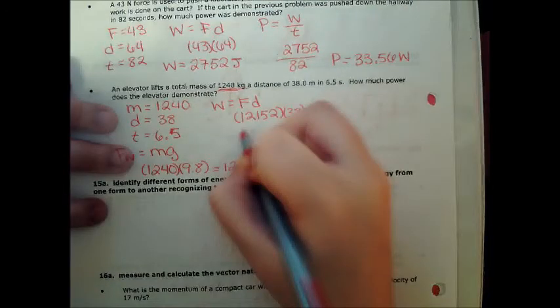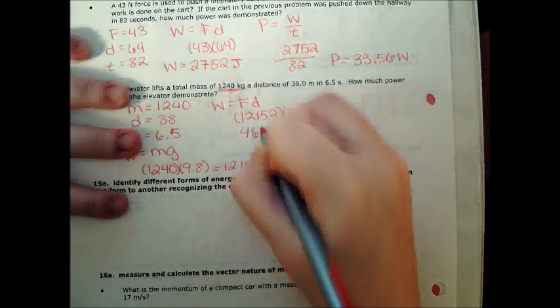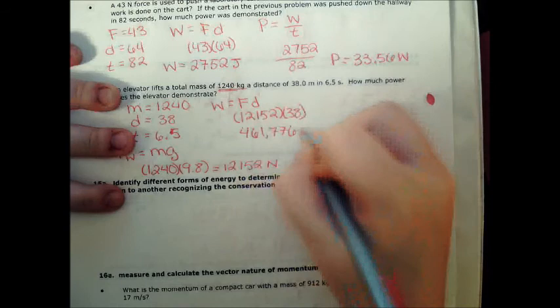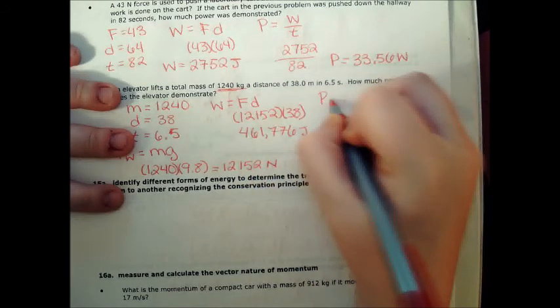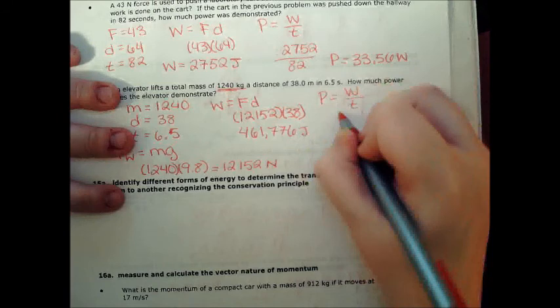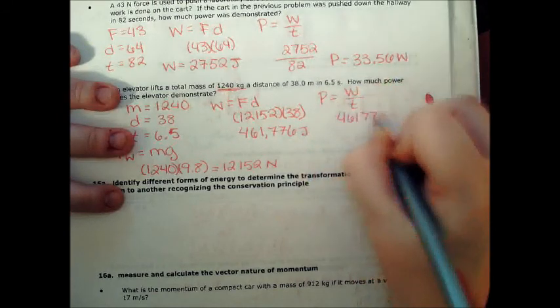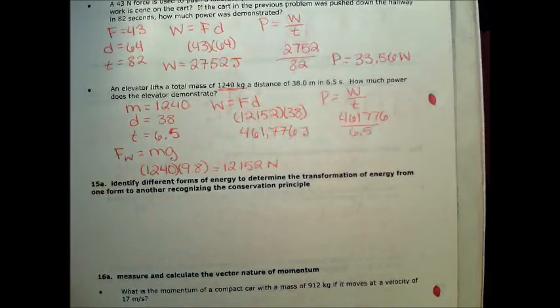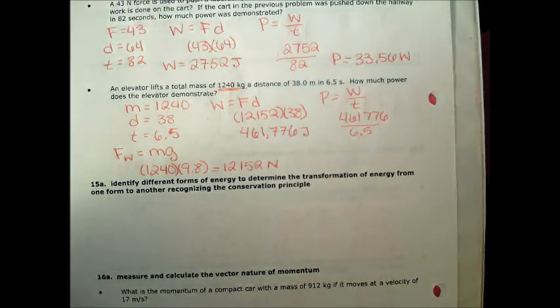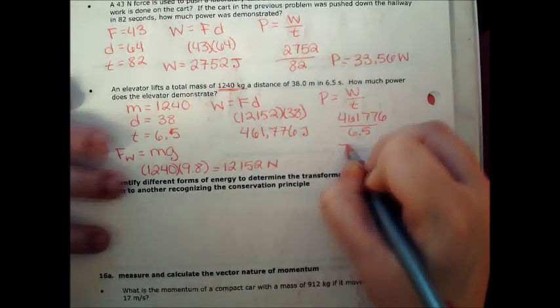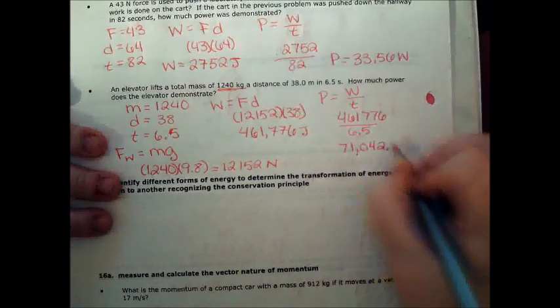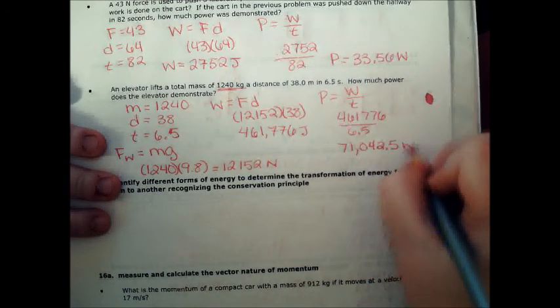So now I'm getting 461,776 joules. Then power will be that giant number divided by 6.5. So for my final answer, I am getting 71,042.5 watts.